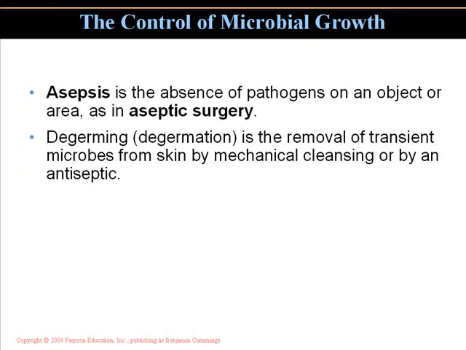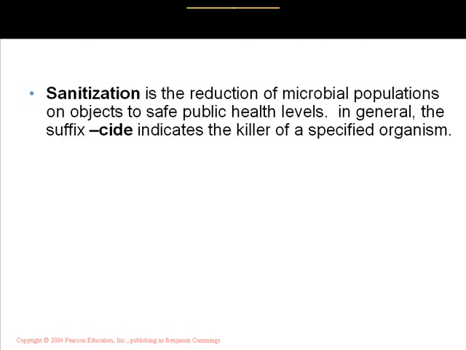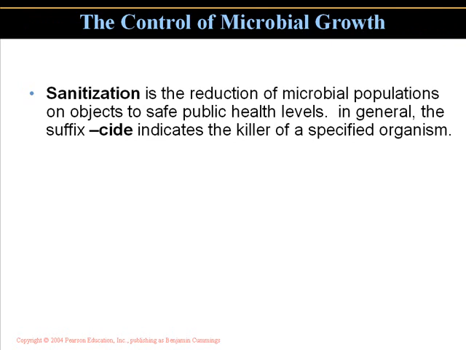Asepsis, absence of pathogens on an object or an area, again, as in aseptic surgery. Degerming or degermination is the removal of transient microbes from the skin by mechanical cleansing or by antiseptic. Sanitization, sanitation, whichever you prefer, is the reduction of microbial population on an object to safe public health levels. Now, this is different from asepsis. Again, this is acceptable reduction in microbial population, which means there is an acceptable level. Typically it's low, it's not grossly contaminated, but a public restroom has tons of microorganisms. But you use sanitation procedures to maintain a reduction in the microbial population so it's safe for public health use.